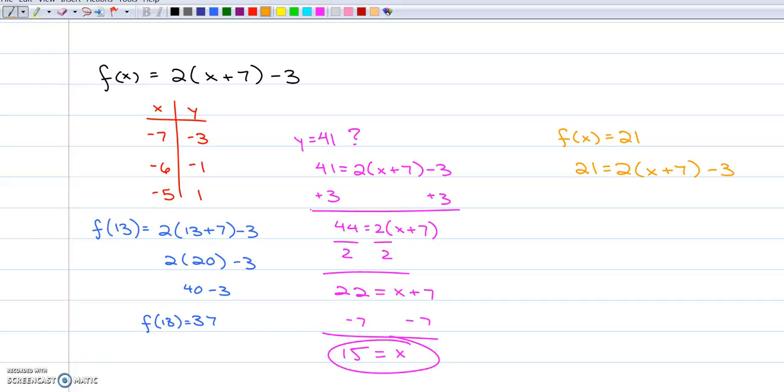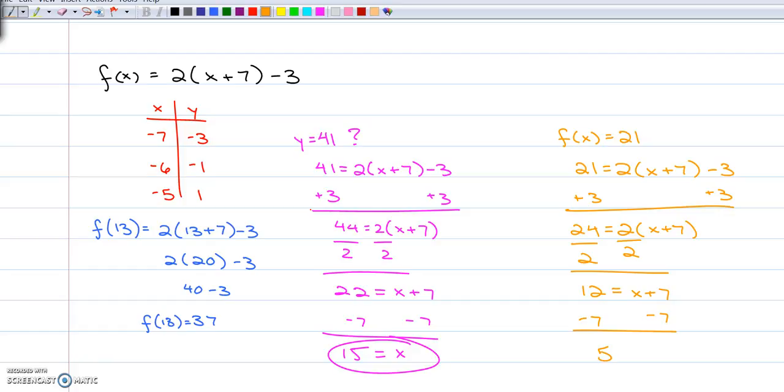Using the same methodology, I'm going to add the 3 to both sides. I would get 2 times x plus 7 is 24. I divide both sides by 2. So now I have 12 equals x plus 7. Finally, subtract the 7 away. And this time I get a point that says x is 5 and its y value is 21.